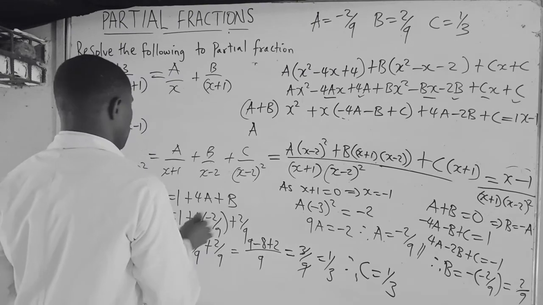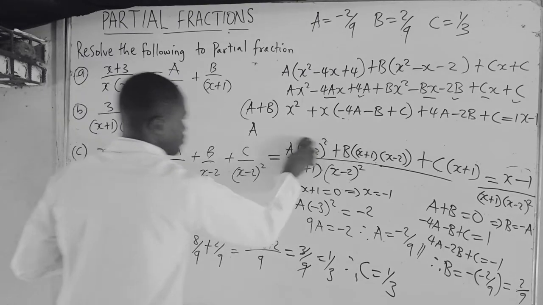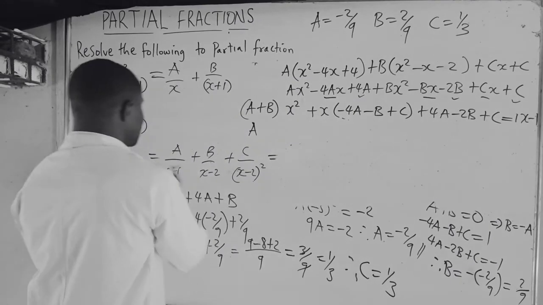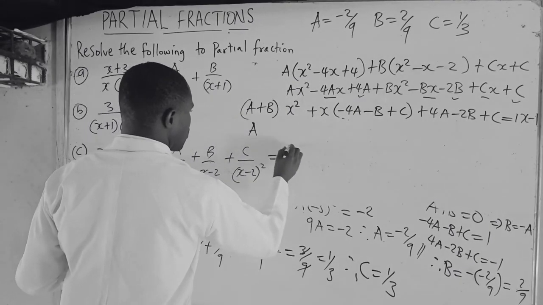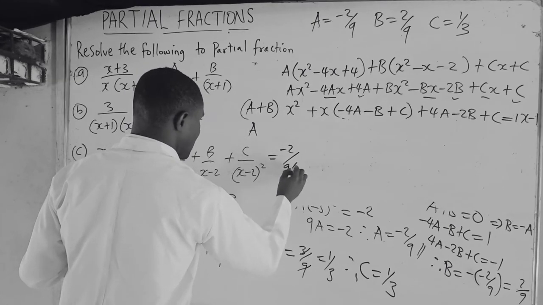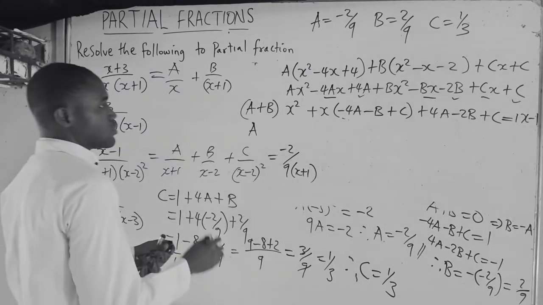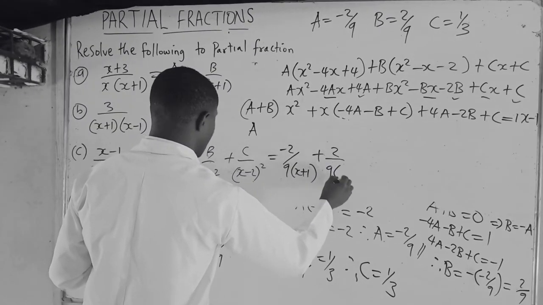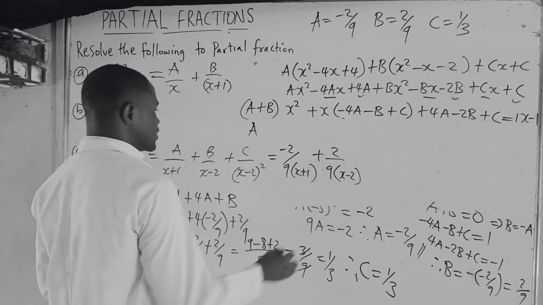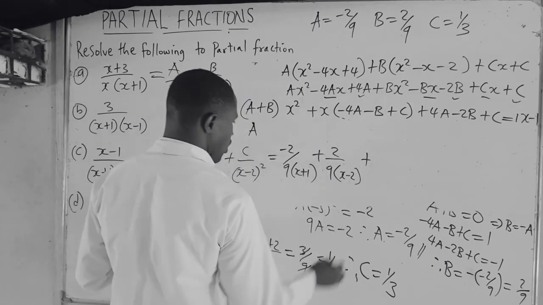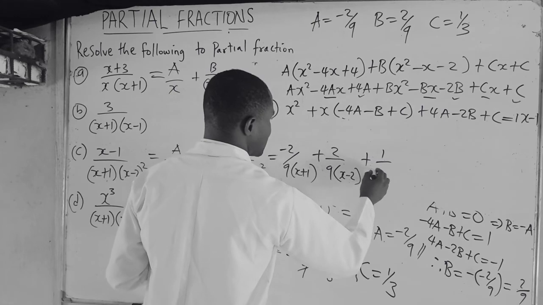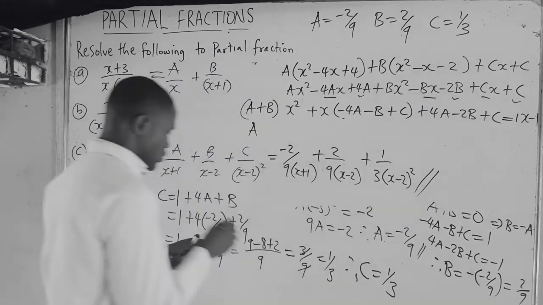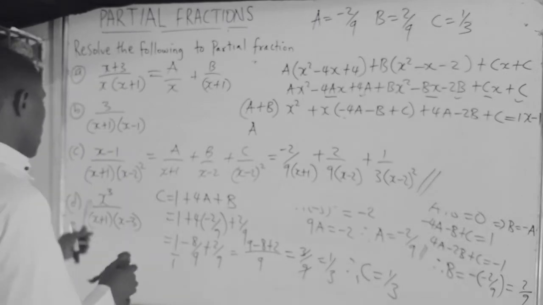So what do we do? We package it now. We say that means what is our a? Minus 2 over 9 bracket s plus 1, then plus what is our b? 2 over 9 bracket s minus 2. What is our c? Plus 1 over 3 bracket s minus 2 all square. Answer. Then we go to the last question on this.